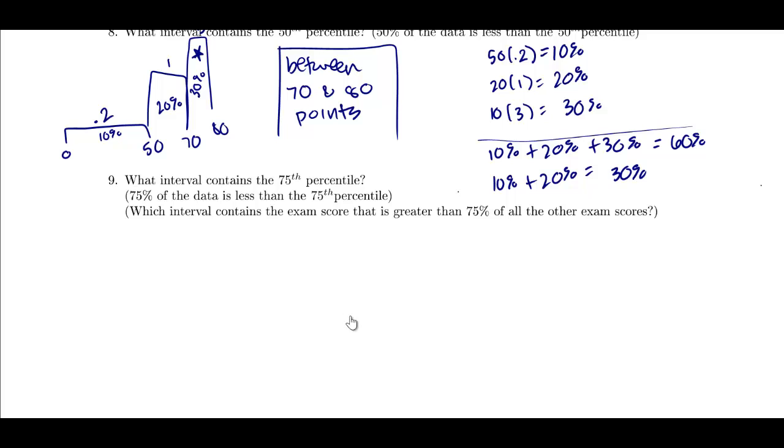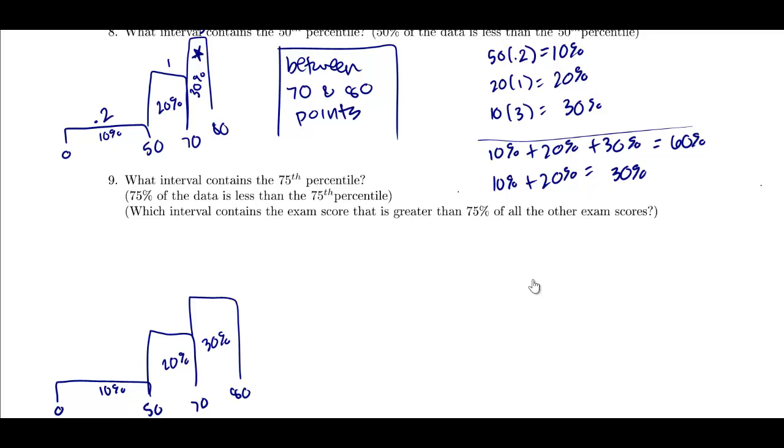We'll go ahead and use the data that we already know. So from 0 to 50, that's at 10%. And 50 to 70 is at 20%. And 70 to 80 is at 30%. And we know that only adds up to 60. So that's still too low because we're trying to find 75%. So now let's do my next interval.